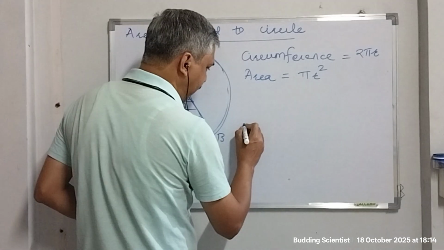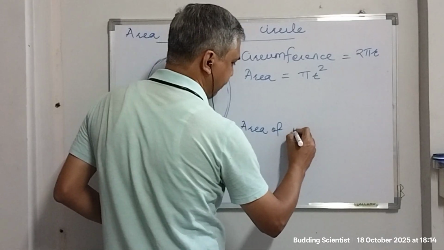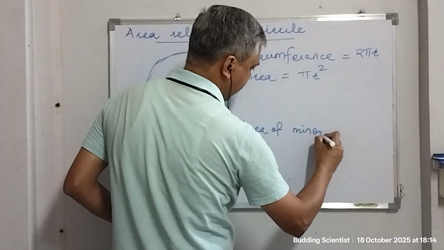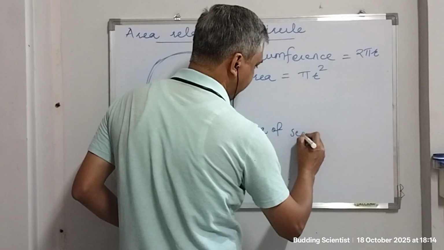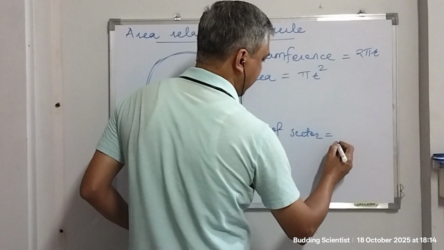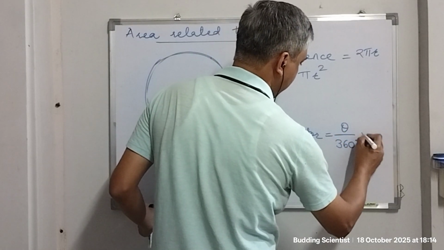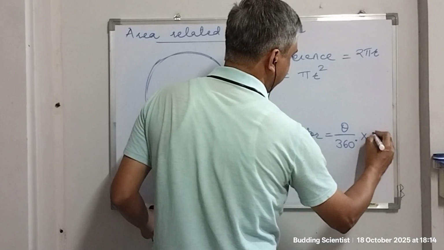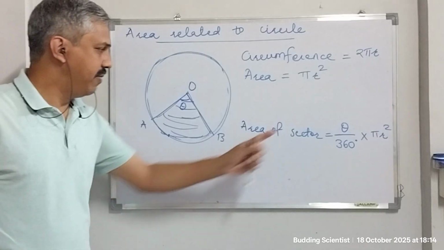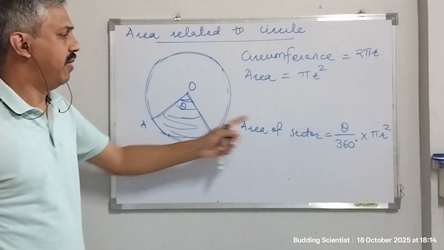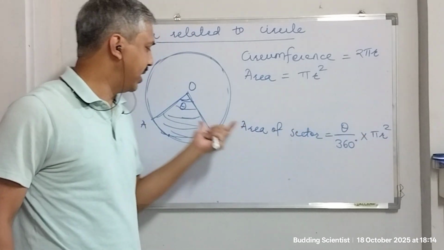The area of the sector, I will write minor sector, or rather we can simply write sector. Area of the sector is equal to theta upon 360 into the entire area of the circle, pi r square. If the value of theta is known, if the value of radius is known, you can put the value and you will get the area of the sector.